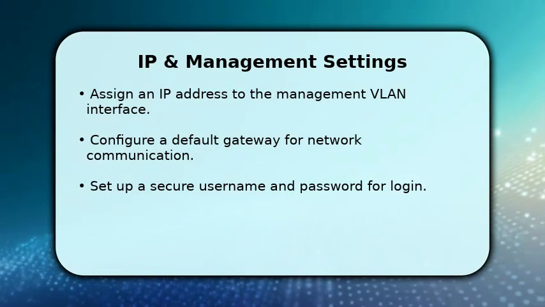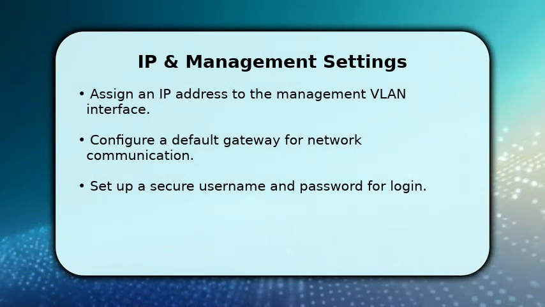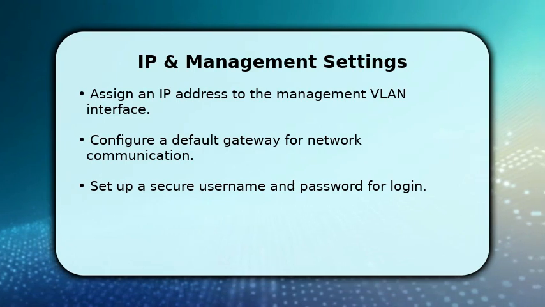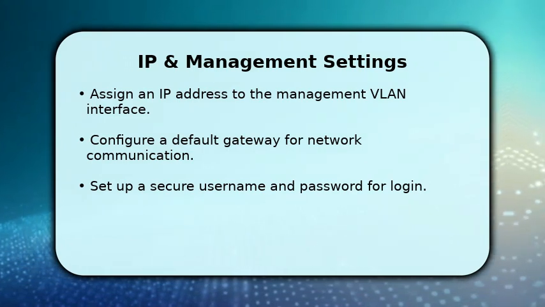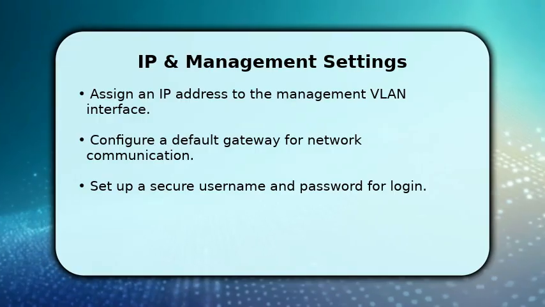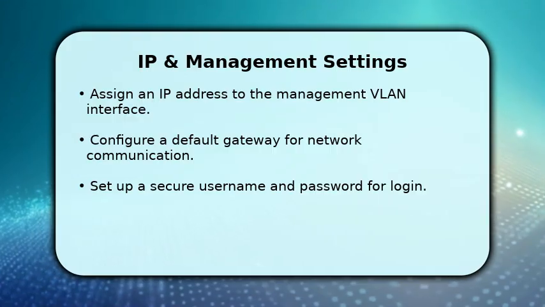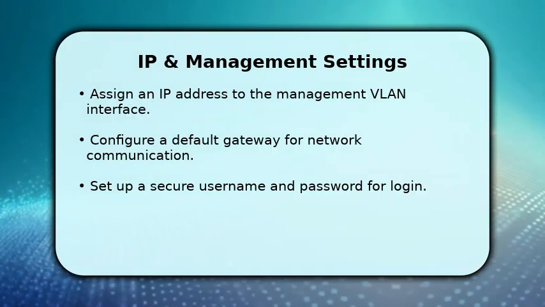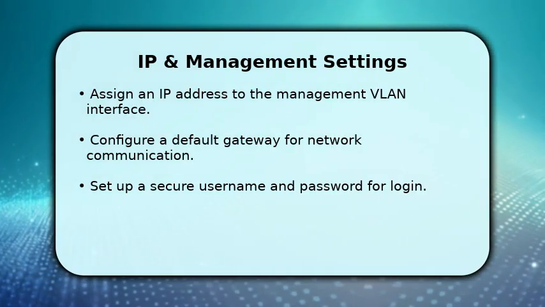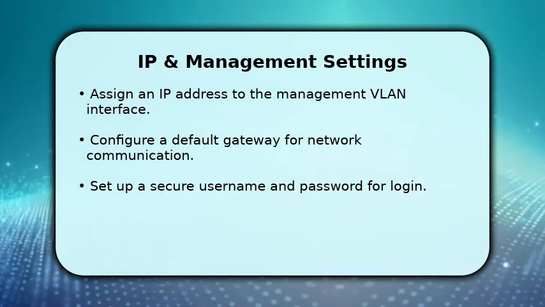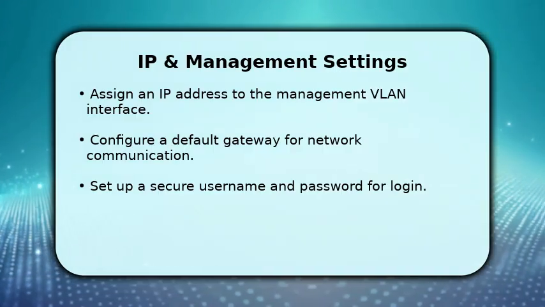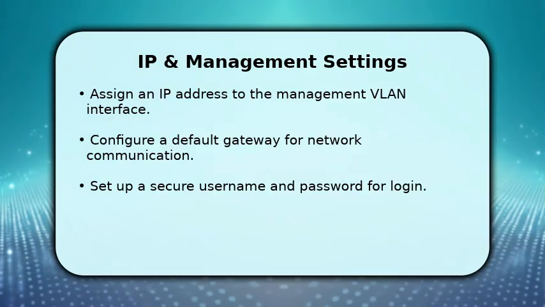Next, let's set up the core network settings. You'll assign an IP address to the management VLAN interface, which is crucial for remote access. Don't forget to configure a default gateway to ensure your switch can communicate with other networks. For security, it's vital to set up a strong username and password, protecting your device from unauthorized access.